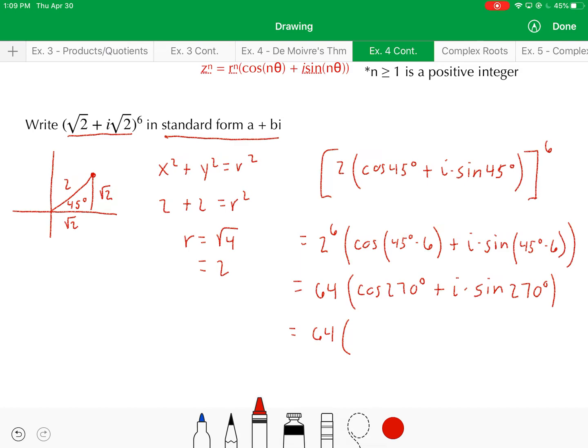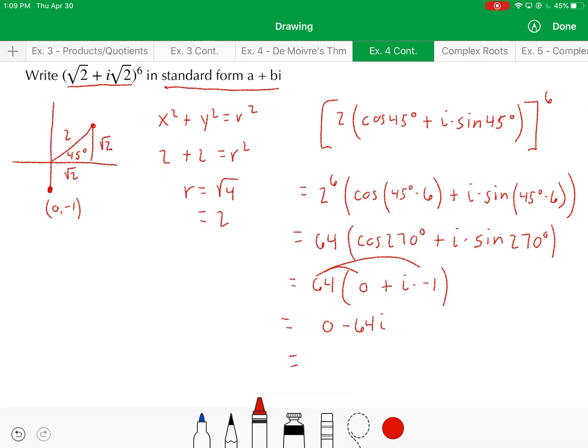So that just places you down here on the unit circle at the point (0, -1), right? So cosine for that is just 0. And then sine for that is -1. Okay. So we distribute the 64 now, and we'll end up with 0 minus 64i, or simply -64i. And there you have it.